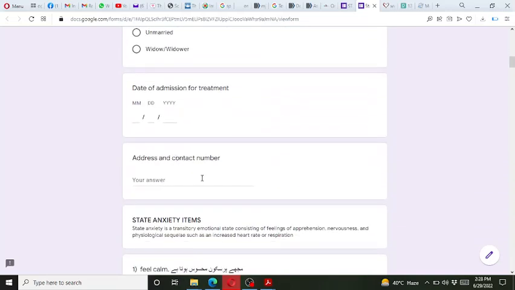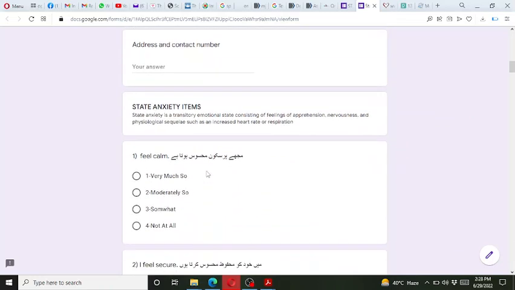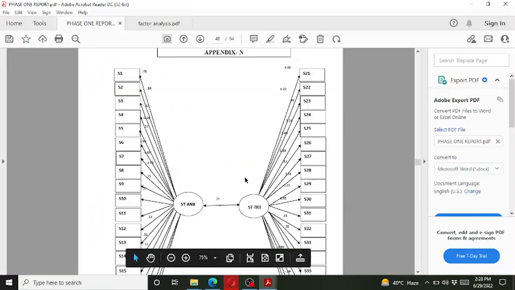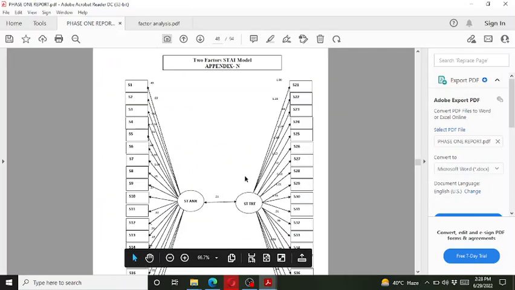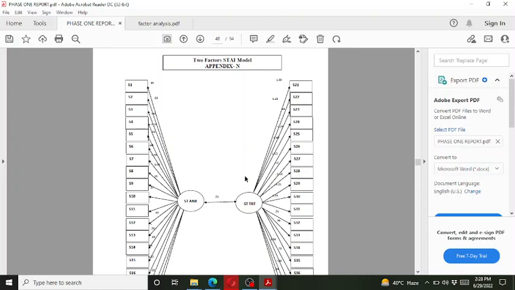So as I earlier mentioned, it has two major dimensions. Here you can see the dimensionality of the State-Trait Anxiety Inventory. So we have 20 items related to state anxiety and 20 items related to trait anxiety.